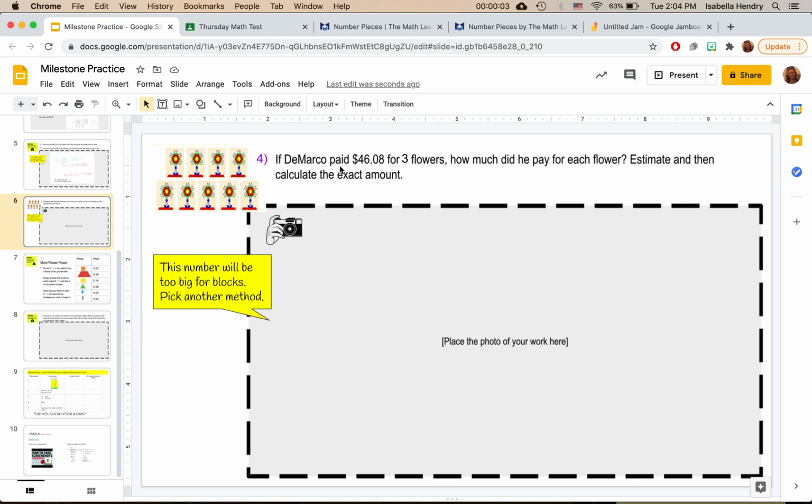Welcome to problem number 4. If DeMarco paid $46 for 3 flowers, how much did he pay for each flower? Estimate and then calculate the final amount.